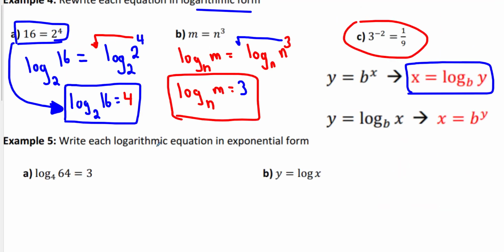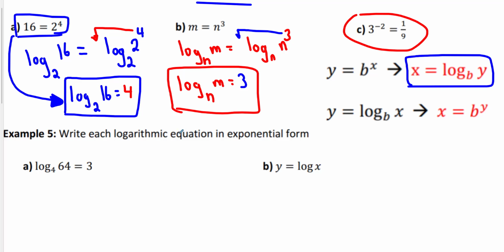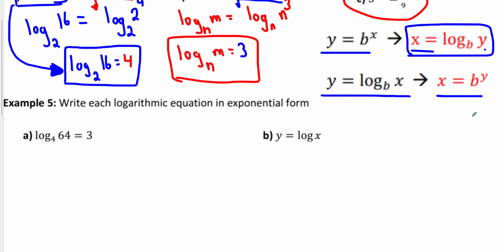Okay. So example 5, we're kind of going in the reverse direction now. The first way we went from y equals b to the power of x to x equals log base b of y. Now we're going to go from y equals log base b of x to x equal to b to the power of y. So log form to exponential form.